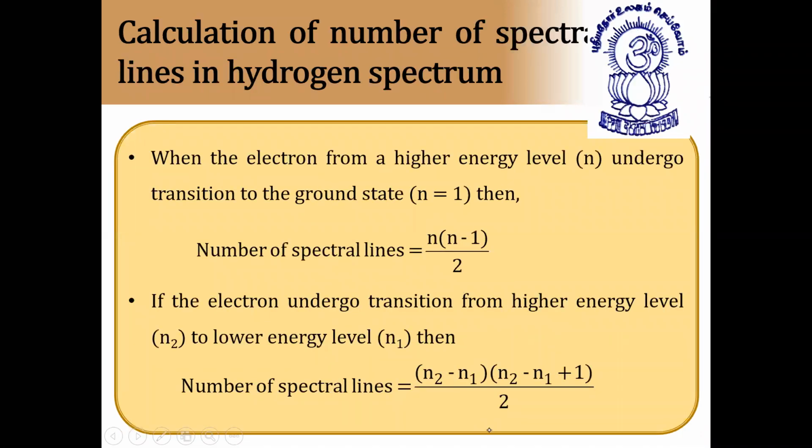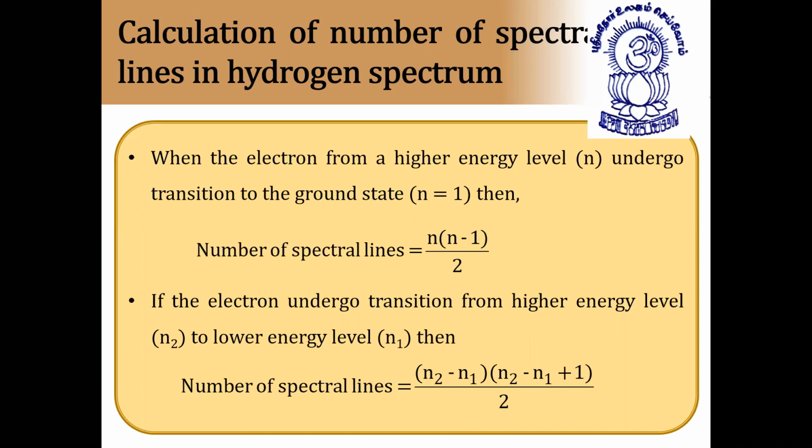Next, very important. This slide is very important: how to calculate the number of spectral lines in the hydrogen spectrum. So how many spectral lines will be formed? That can be decided by using this formula. When the electron jumps from a higher energy orbit to undergo transition to the ground state, n equal to 1, then the number of spectral lines is equal to n into n minus 1 by 2. If they just say ground state, no need to specify n equal to 1; you have to use this formula n into n minus 1 by 2.